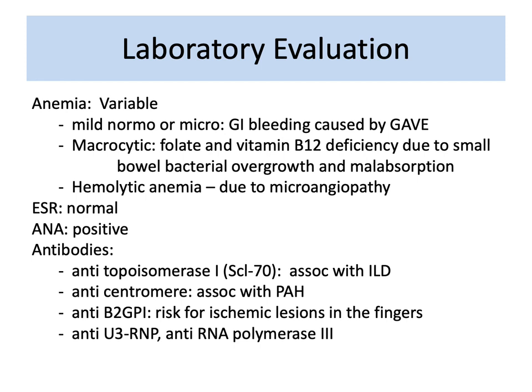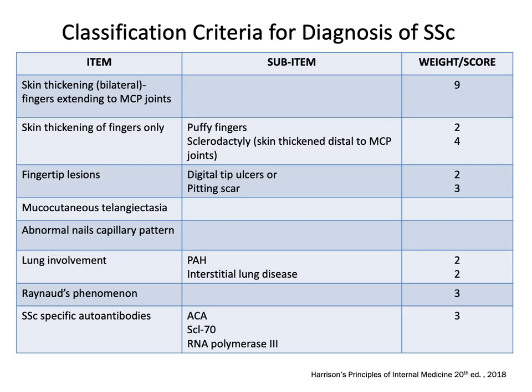anti-RNA polymerase 3. So this is the classification criteria for the diagnosis of scleroderma, wherein we take note of the presence of skin thickening, fingertip lesions, mucocutaneous telangiectasia, abnormalities in the nail capillary pattern, presence of lung involvement, Raynaud's phenomenon, and the presence of specific autoantibodies.